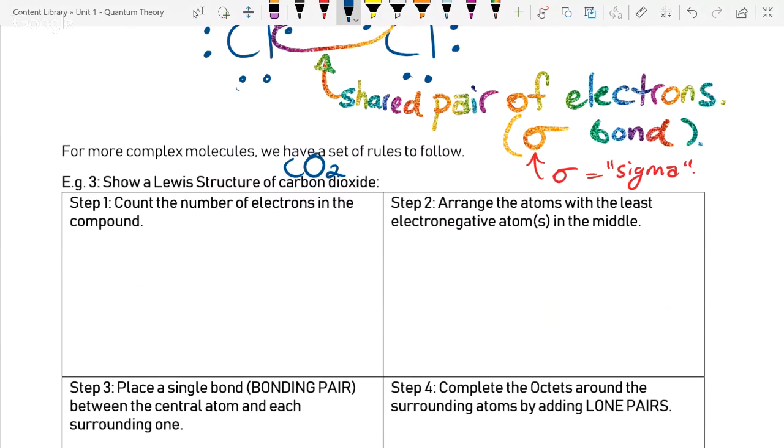CO2. And I want you to tell me how many valence electrons this should have all together. I forgot to mention valence, but we're only talking about valence electrons here. It's only the outermost shell of electrons that's involved in these. So count all together between the carbon and the 2 oxygens, how many valence electrons they should have. Take a minute and do that.